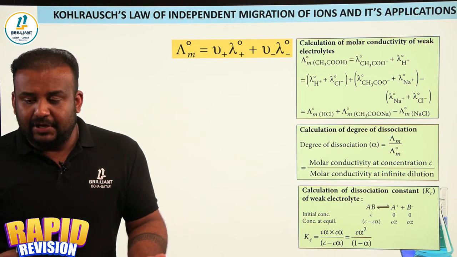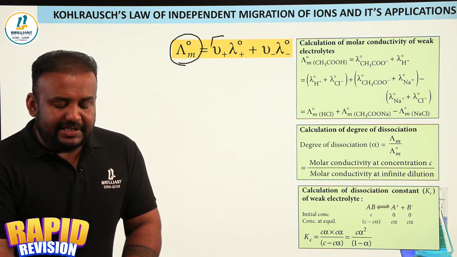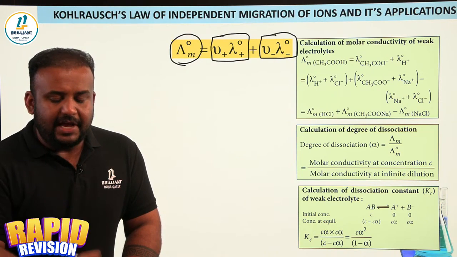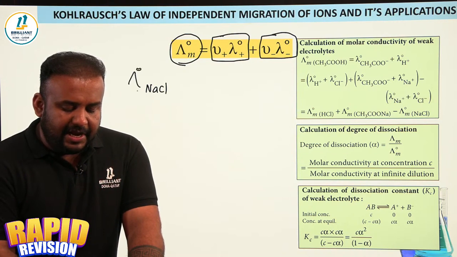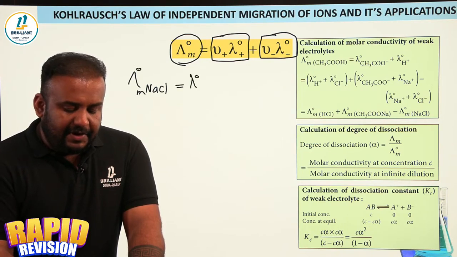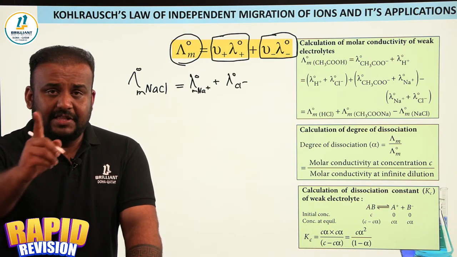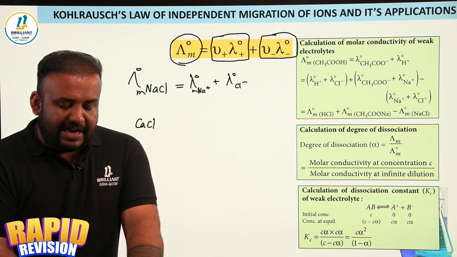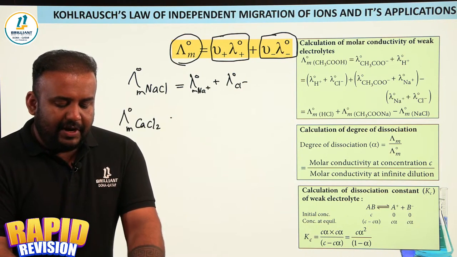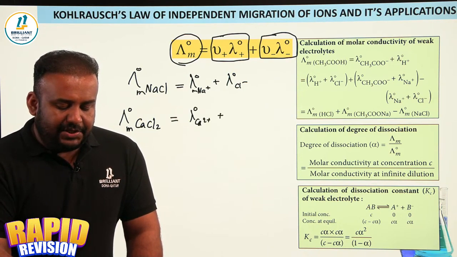Right, so let's see Kohlrausch's law and how we can apply it. Kohlrausch's law states that the limiting molar conductivity of an electrolyte is equal to the sum of the limiting molar conductivities of its ions. For example, if I take NaCl and want to find its limiting molar conductivity, it will be equal to the conductivity of the Na plus ion and the conductivity of the Cl minus ion. One thing to remember is that stoichiometry also needs to be considered if there are more ions. For example, for calcium chloride, it will be the limiting molar conductivity of the calcium ion plus 2 times the limiting molar conductivity of the chloride ion.